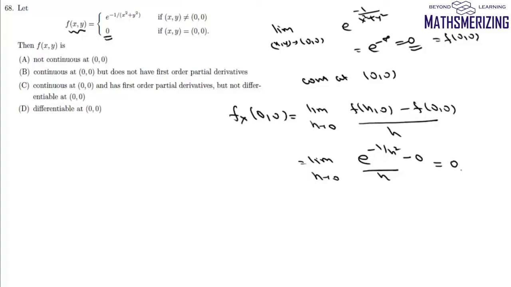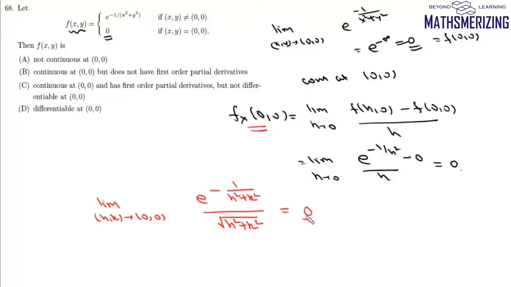Now we need to check whether this function is differentiable or not differentiable. So from definition, we can say that this function will be differentiable when this limit (h,k) tends to (0,0) of e to the power minus 1 upon h square plus k square, because partial derivatives are all 0 and function value is also 0, upon under root of h square plus k square, which is same as e to the power minus 1/t upon under root t when t tends to 0. And this limit again tends to 0. So that means this function is differentiable at (0,0), and that's your option number D.